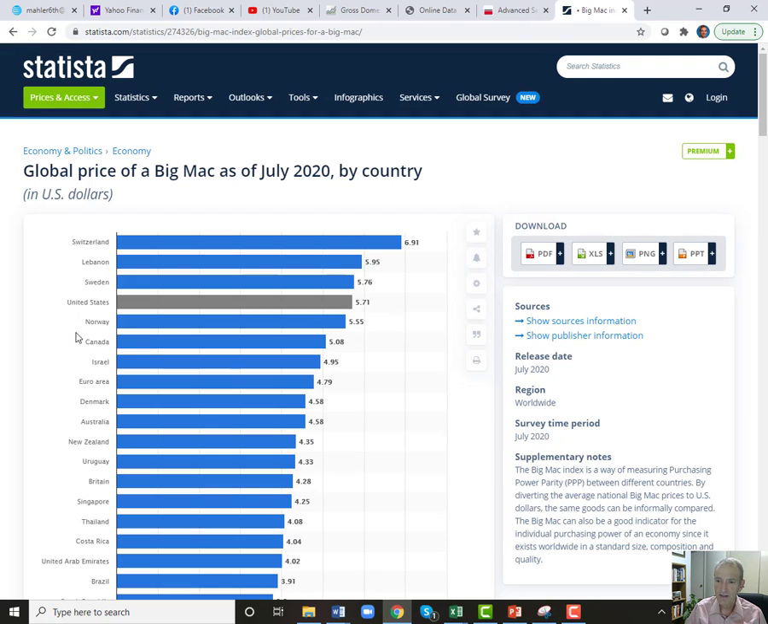Now, if you really get crazy, you could buy 2,000 Big Macs in the United States and fly to Switzerland, and you make $1.20 on each one of them.